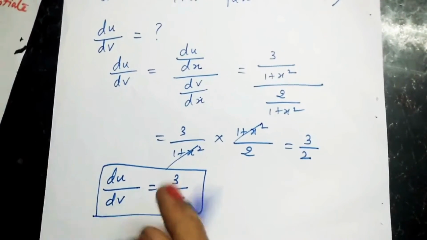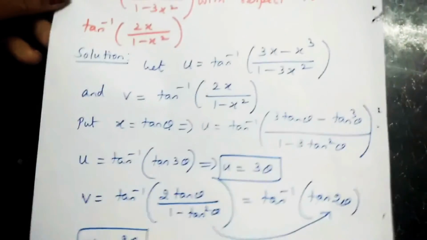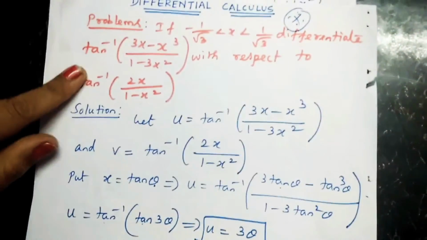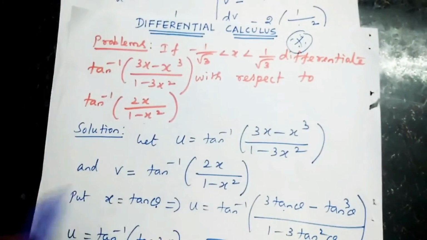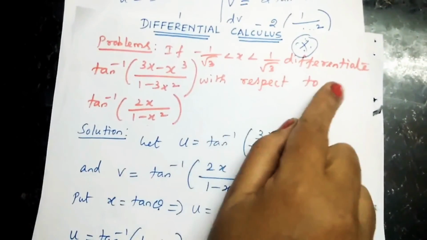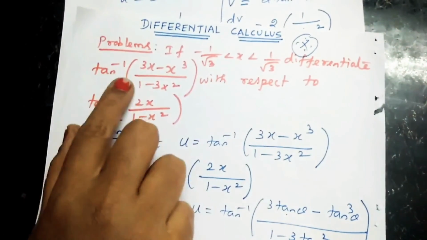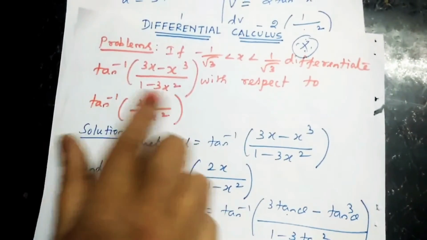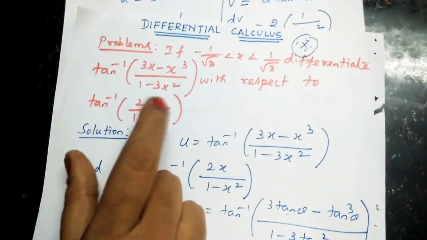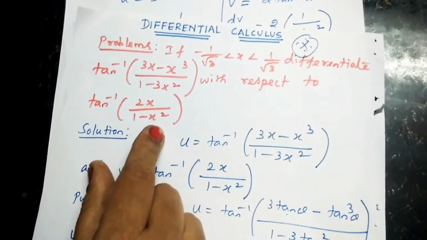Both functions are in the trigonometry format. See the question: if the x value lies between minus 1 by root 3 to plus 1 by root 3, differentiate trigonometrical terms with respect to trigonometry terms. So this is a totally different concept. How will you do this based problem?